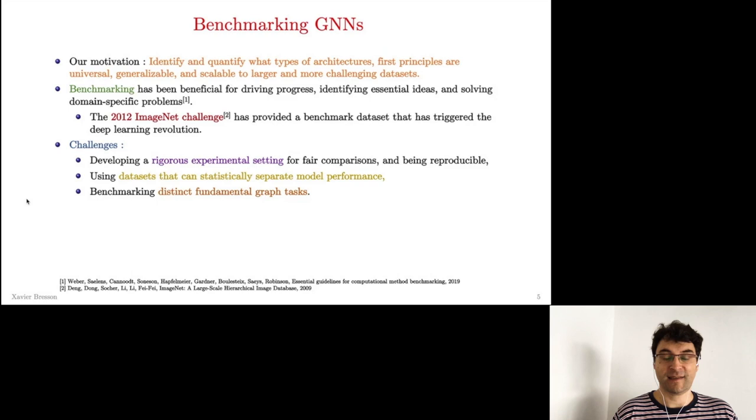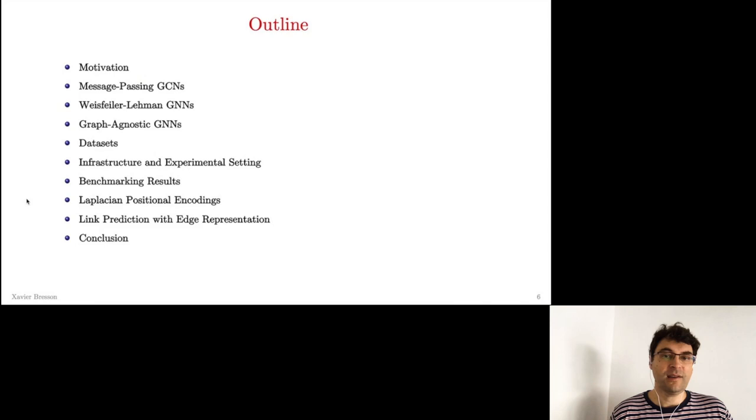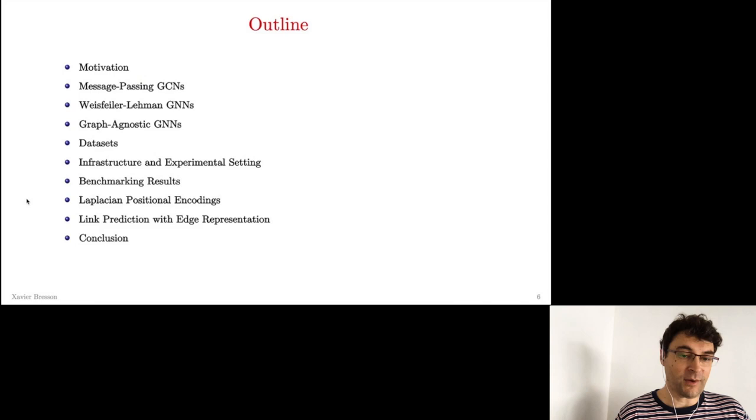So here's the outline of my talk. I start with the motivation, then I'm going to introduce two classes of GNNs, message passing and Weisfeiler-Lehman GNNs. Then I will introduce datasets, infrastructure, and experimental settings. I will report the benchmarking results. And then I will introduce Laplacian positional encodings and link prediction with edge representation, and I will conclude.